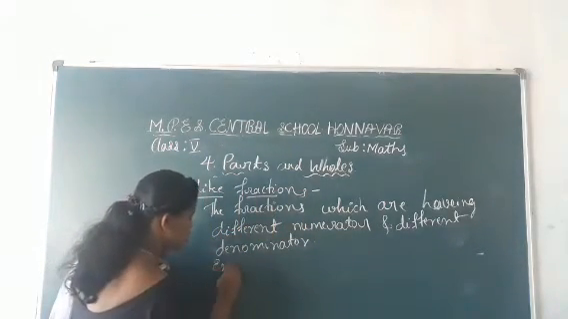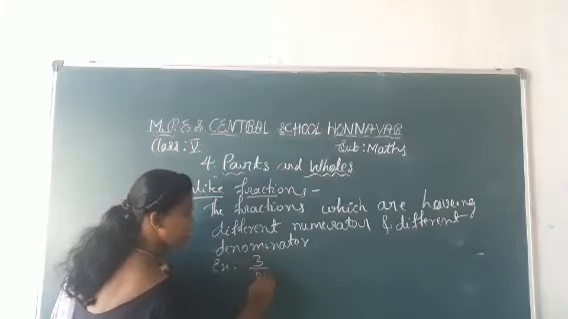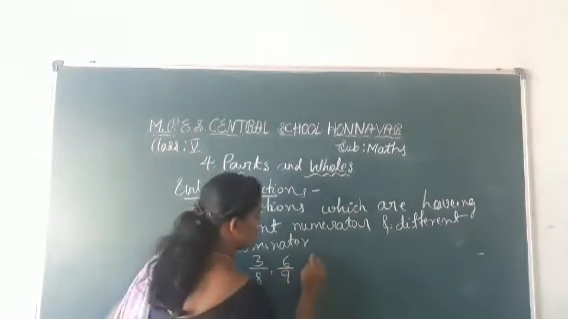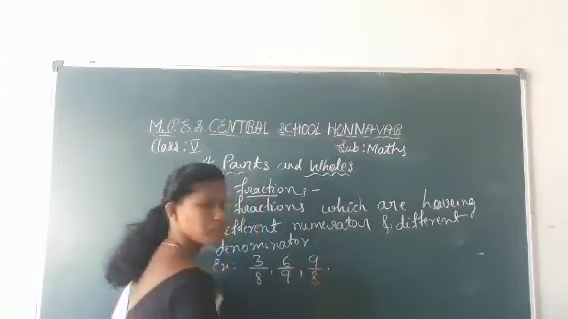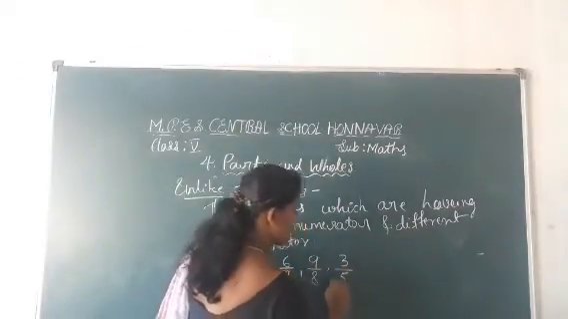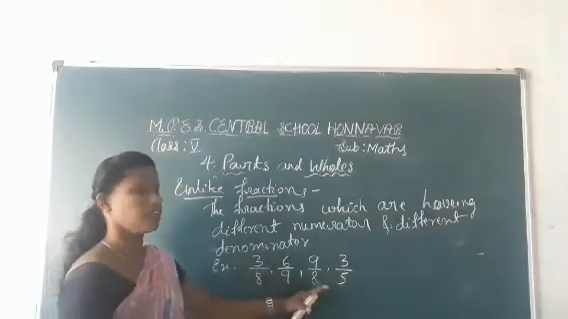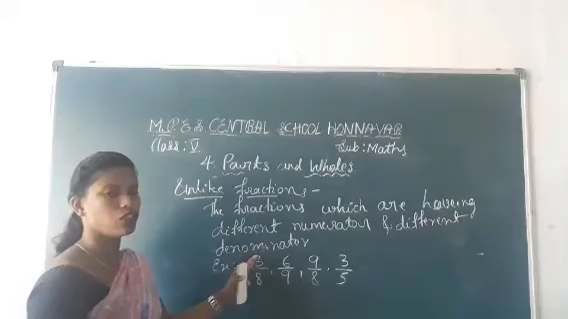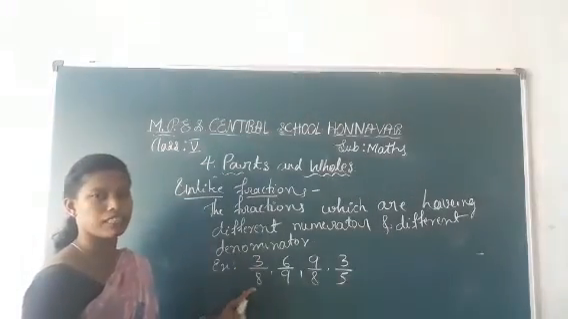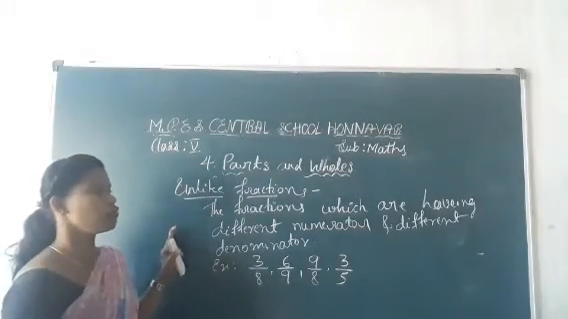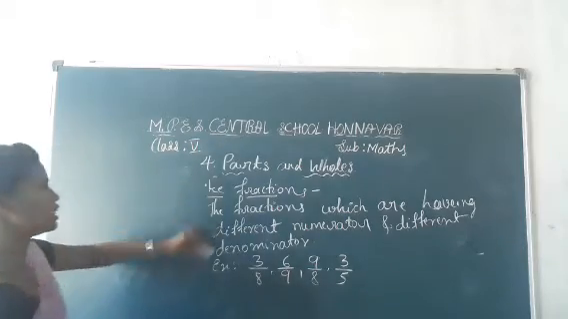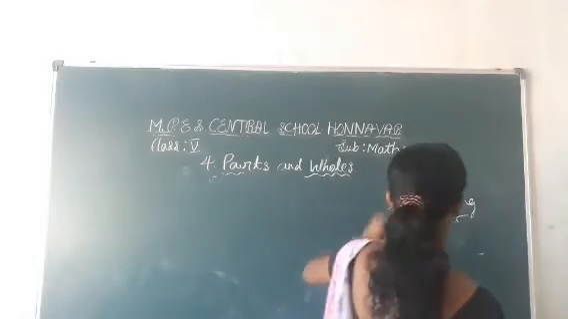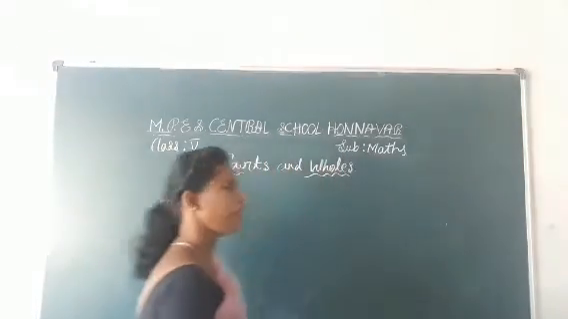For example, 3 by 8, 6 by 9, 9 by 8, 3 by 5, and so on. These all are unlike fractions because these all fractions are having different numerators and different denominators. This is about types of fractions. We see the next fractions, that is equivalent fractions. What is meant by equivalent fractions?